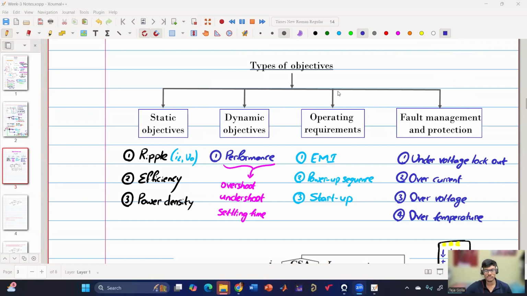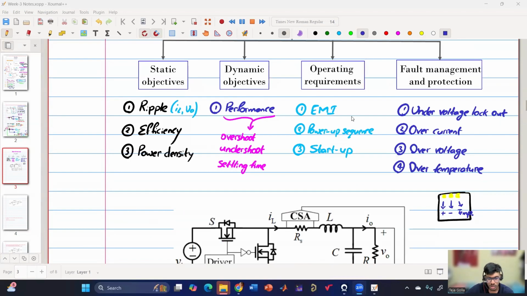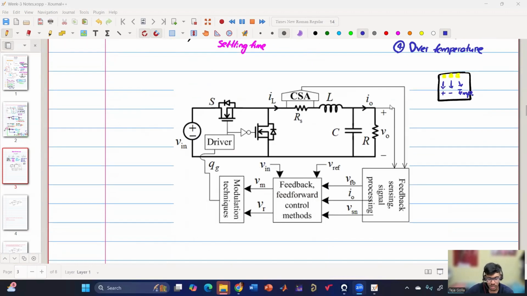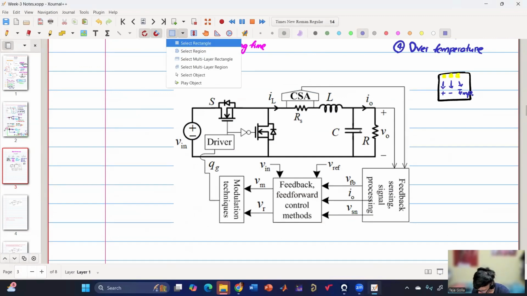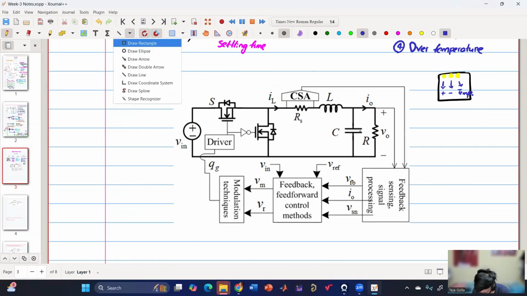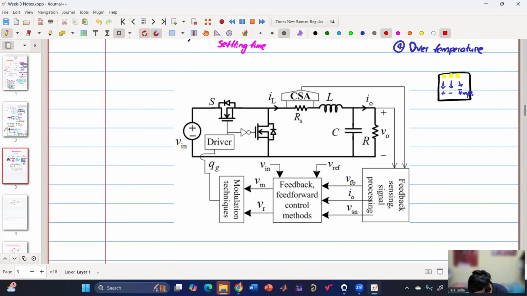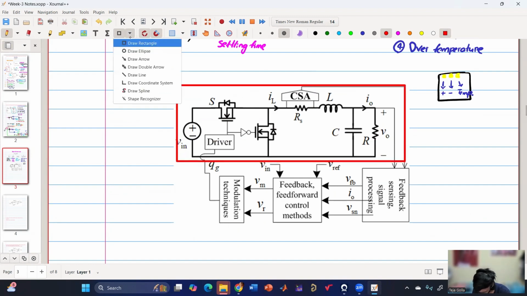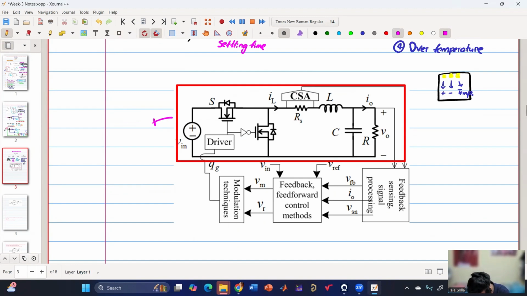Now, if we see the overall control objective, we have seen that these are the four objectives that we need to keep in mind when we are designing the controller. Considering these objectives are fulfilled and we have designed the controller, here sir has shown a buck converter, but it could be any converter. This is our plant, which is a converter in this case. This plant could be any converter. Here it is a buck converter.